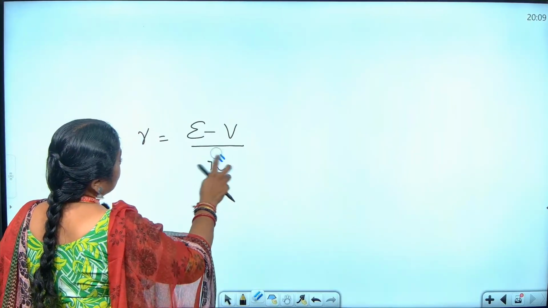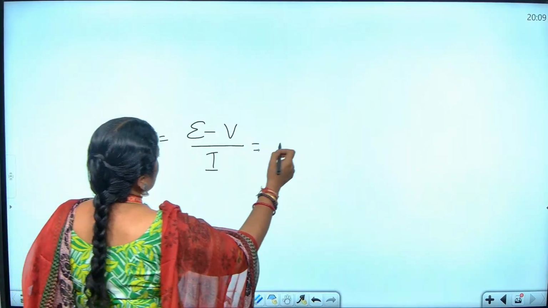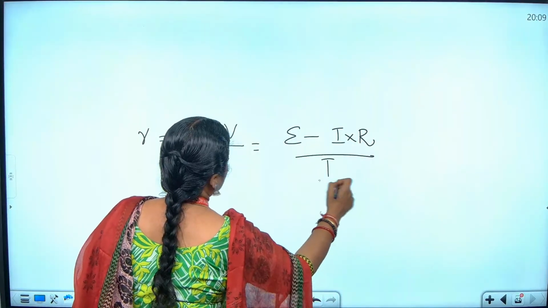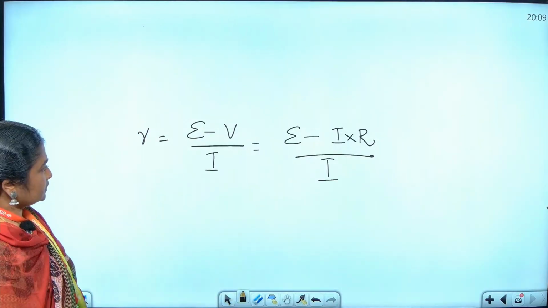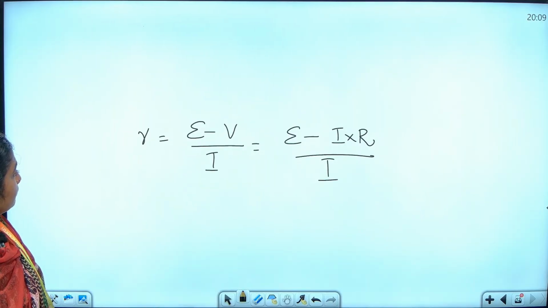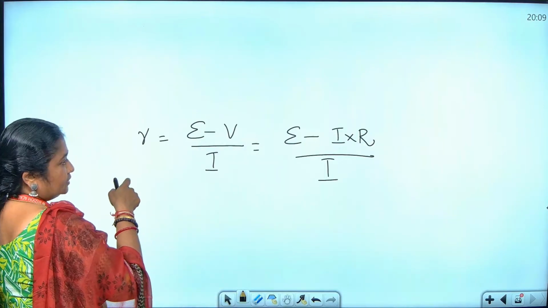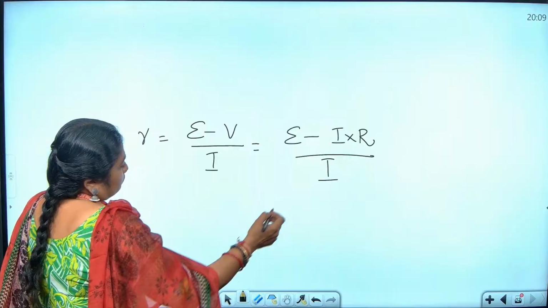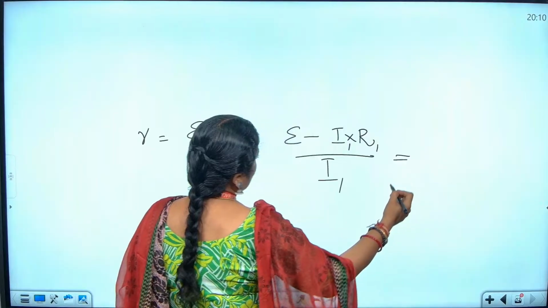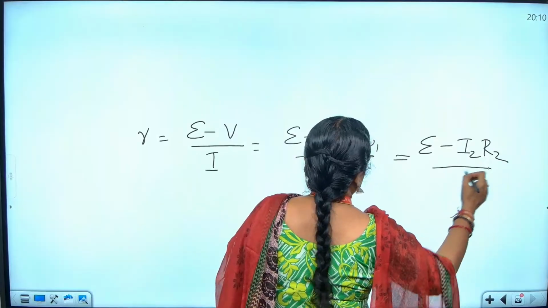R is equal to V by I. So the current that is flowing through the circuit. So r equals epsilon minus I into external resistance, divided by I. So find the internal resistance in both the cases. I think you should get the same answer. Two values they have given, no? Epsilon will be same and internal resistance will also not change. Epsilon minus I1 R1 by I1 will be equal to epsilon minus I2 R2 by I2.